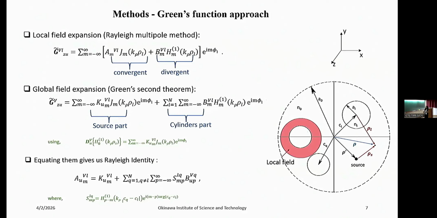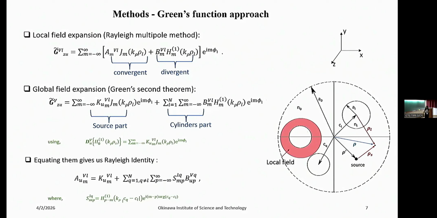So in this picture, I am drawing the three fibers, and I exploit the cylindrical symmetry of the system. And this boundary is an imaginary boundary here. So I can write the field in two ways. One is the local field expansion, which can be written around each cylinder using the Rayleigh multipole method, and the field can be written as a sum of convergent and divergent fields in the form of Bessel and Hankel functions.